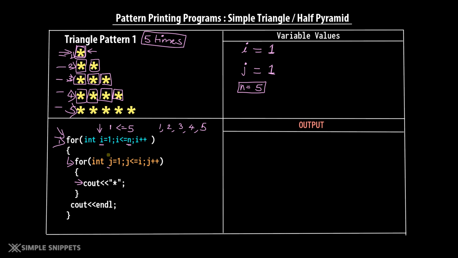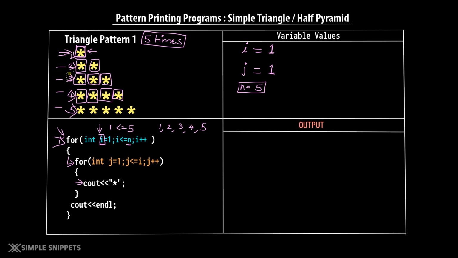So there has to be some relation between i and j, and that is what this condition is all about, the second for loop's condition. Here we are saying j is less than or equal to i. So why do we say this? Initially, right now you can see we have j equals 1 and i equals 1.